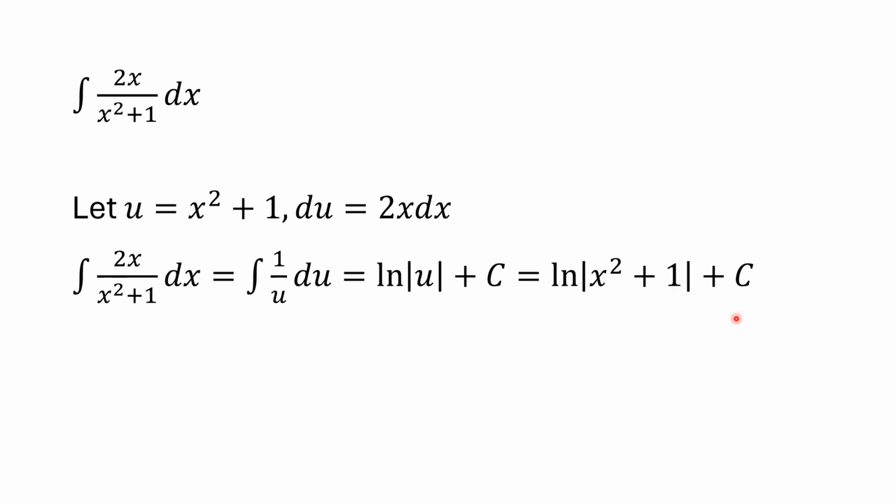In this case, the absolute value bars are not needed because x squared must be 0 or larger, and so x squared plus 1 is always positive. But get used to putting them, and that way when you need them, they will be there.